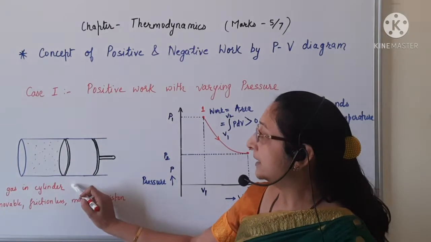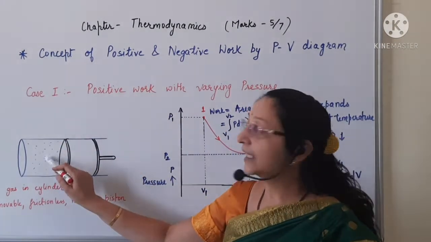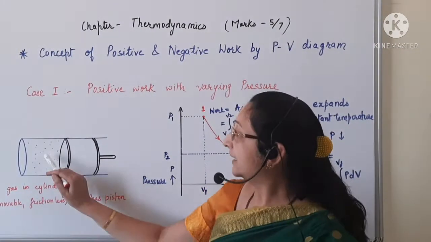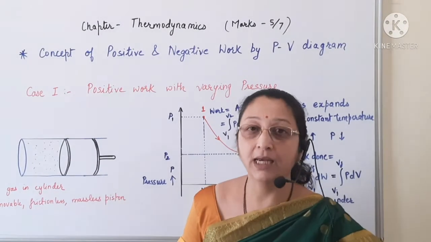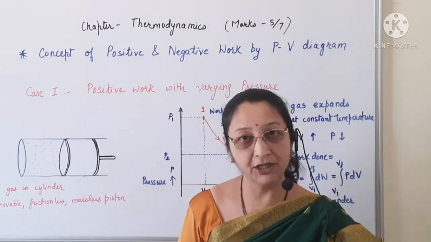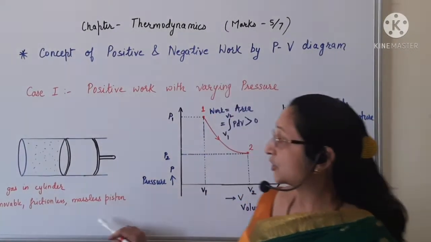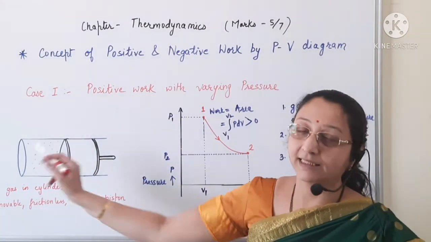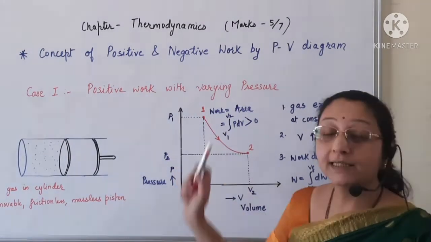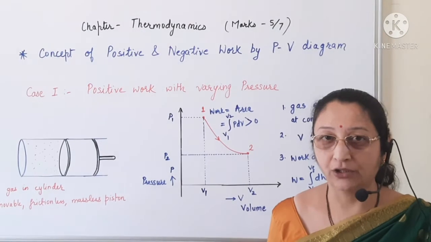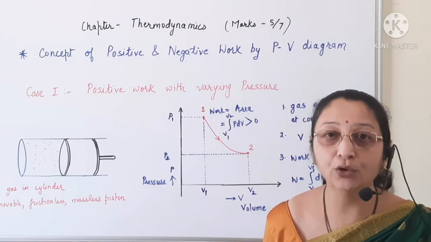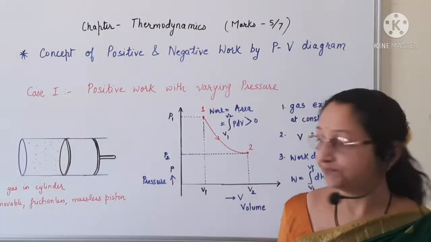Now here it's a cylinder and there is a gas inside the cylinder. The gas is enclosed inside the cylinder and the cylinder is fitted with a movable, massless and frictionless piston as we have discussed in our earlier lecture. Now, here on the y-axis, we are considering the pressure, the changes in the pressure. And on the x-axis, we are considering the changes in the volume of the gas of the system.